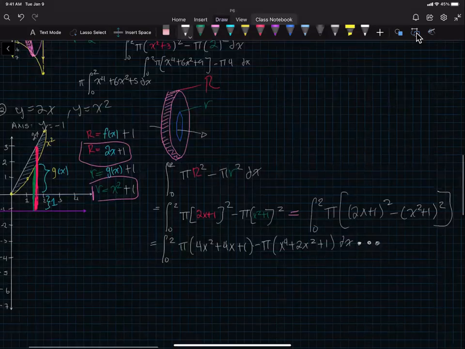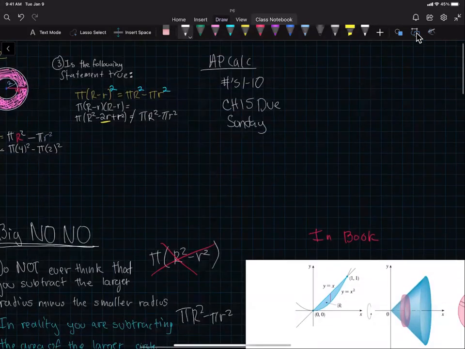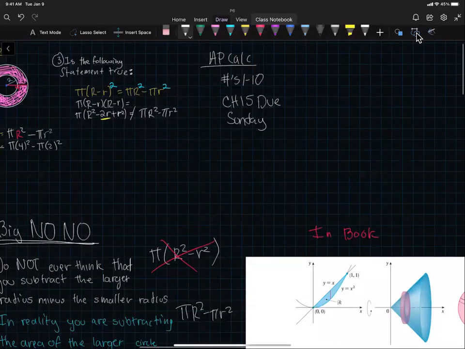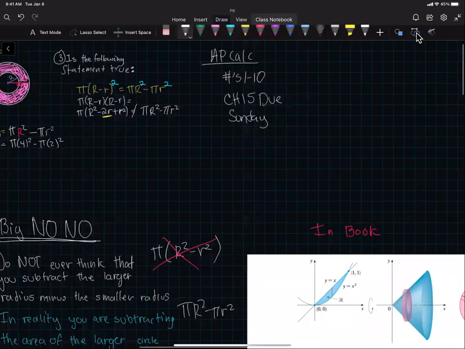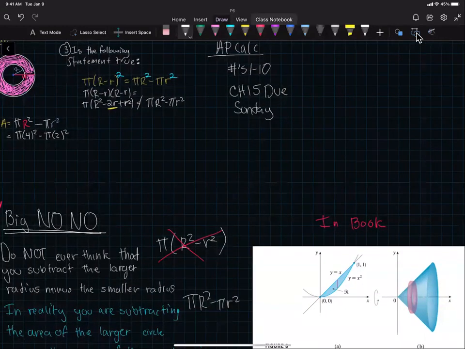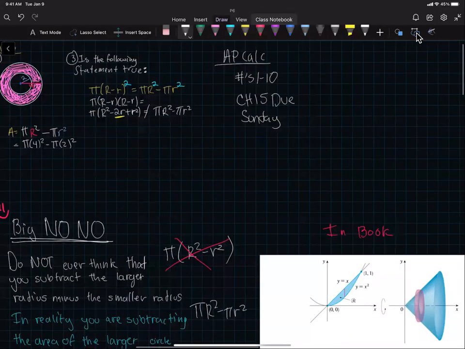No, Nicholas, so I put it here on top. So do 1 through 10, and then chapter 15 is going to be due Sunday. You should start on chapter 15, but you still have time. And then on Thursday, I will give you a shorter assignment, an even shorter one. So for regular class, you do have to do all problems. For AP is 1 through 10.